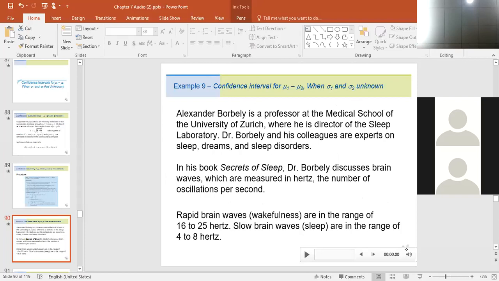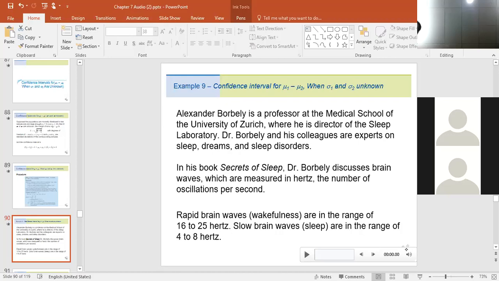Alexander Borbély is a professor at the medical school of the University of Zurich, where he is director of the sleep laboratory. Dr. Borbély and his colleagues are experts in sleep, dreams, and sleep disorders. In his book, Secrets of Sleep, Dr. Borbély discusses brain waves, which are measured in hertz, the number of oscillations per second. Rapid brain waves are in the range of 16 to 25 hertz. Slow brain waves are in the range of 4 to 8 hertz.